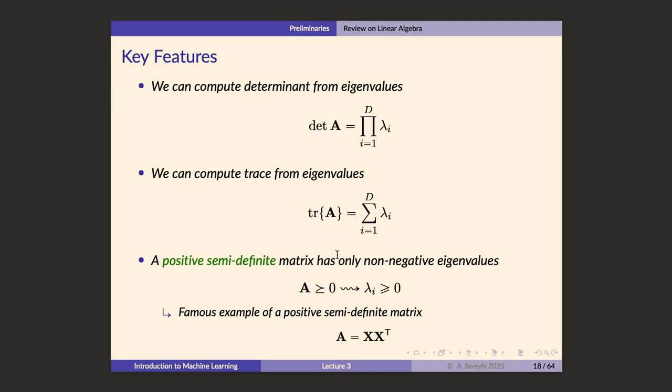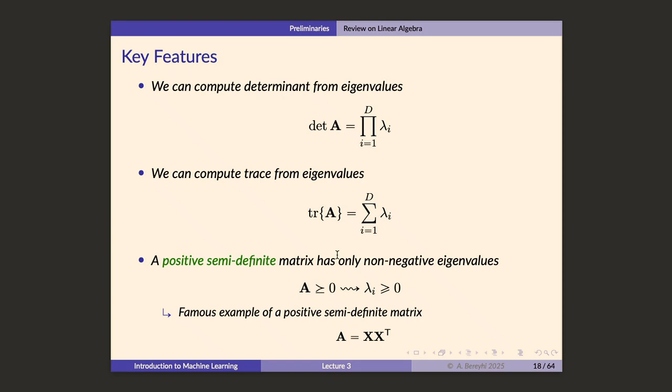If X is having 5 rows and, say, 1,000 columns, what is X transpose? What is the dimension of this guy? It's always 5 by 5, right? Because this is 5 by 1,000, this is 1,000 by 5. Those 1,000 going to get inner producted, just disappear, and then you're going to end up with 5 by 5, right?